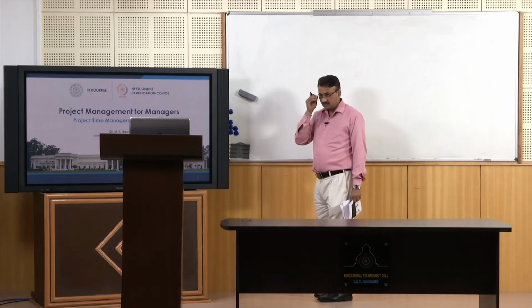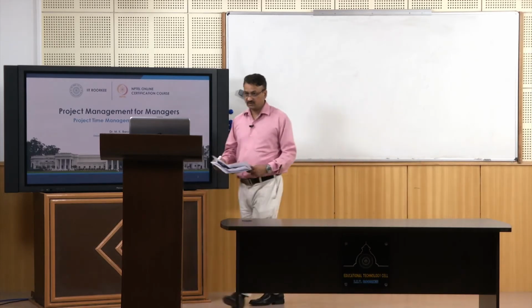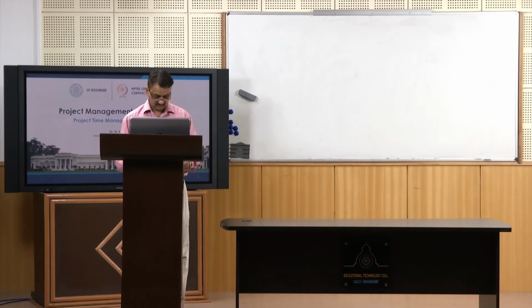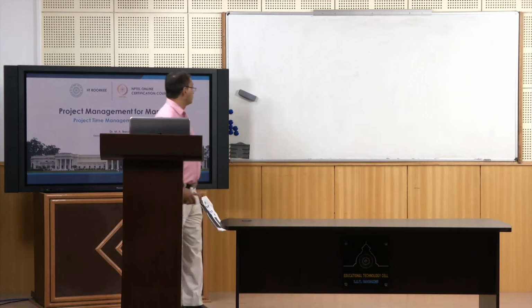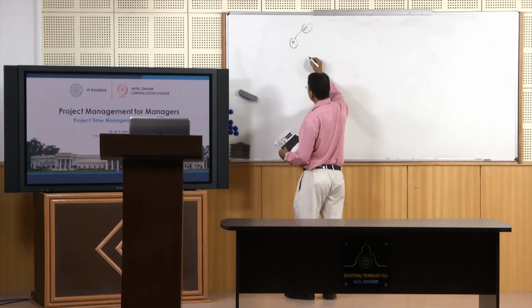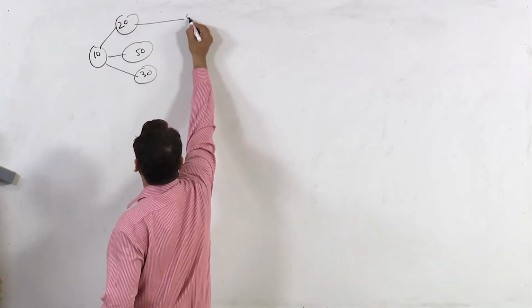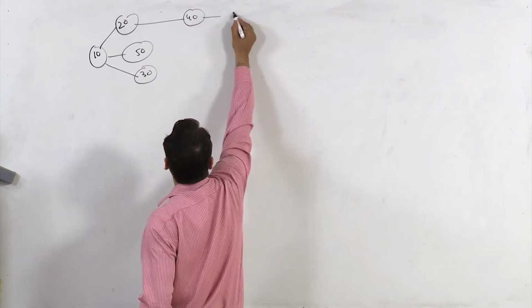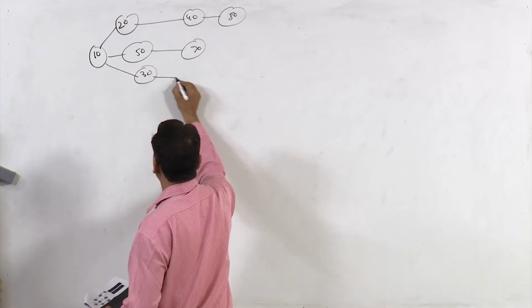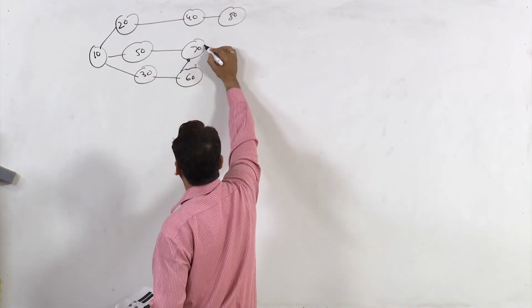So let me draw this network first. This is a network which has got 8 nodes. 10, 20, 50, 30, 40, 80, then 70, 60, so 60 to 70, 70 to 80.